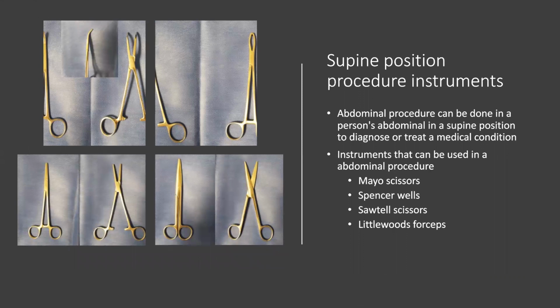Supine position procedure instruments. A procedure that can be done in the supine position would be an abdominal procedure, done on a person's abdomen in a supine position to diagnose or treat a medical condition. The instruments that can be used in the abdominal procedure can be the Mayo scissors, Spencer Wells, Metzenbaum scissors, and Littlewood forceps.